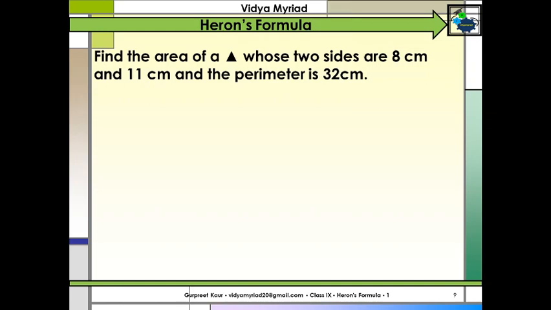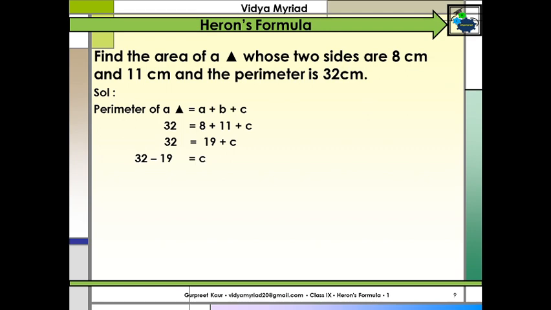Let's do another example. In this case, find the area of a triangle whose two sides are 8 centimeters and 11 centimeters and the perimeter given is 32 centimeters. Now children, as per Heron's formula, we know that we need all three sides of a triangle. But here we have two sides and the perimeter. And I know what the perimeter is: the sum of all three sides. So I can easily find the third side.